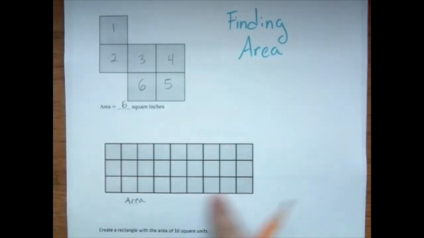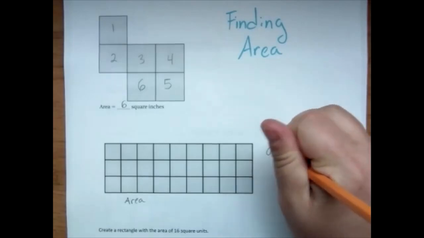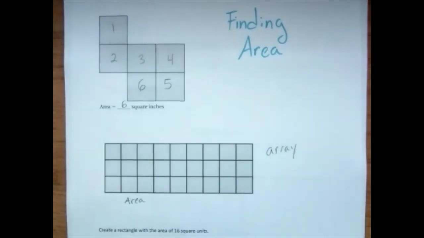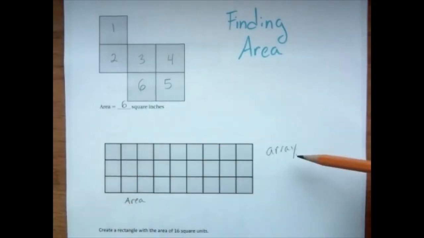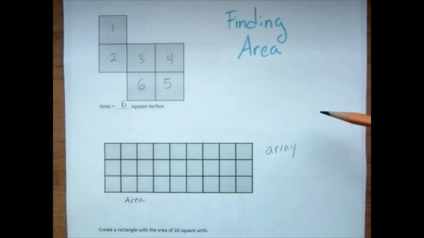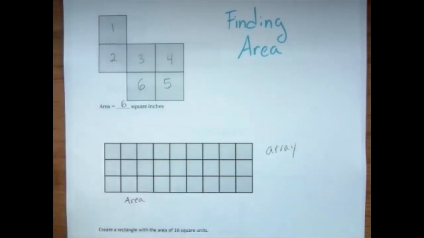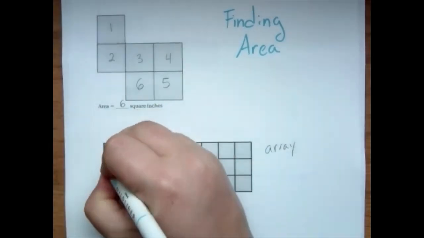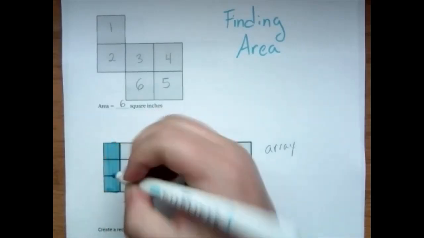This quadrilateral right here is set up just like an array, which is a strategy we use for multiplication. So to see how my array is set up, I'm going to look at the number of rows and the number of columns. So the number of rows is what goes down. So these are rows.